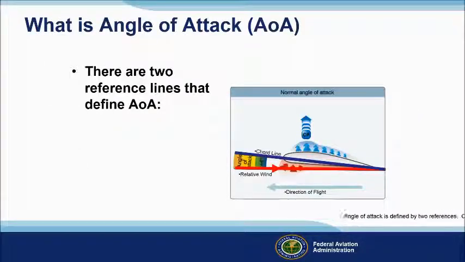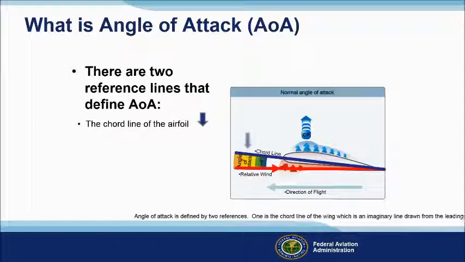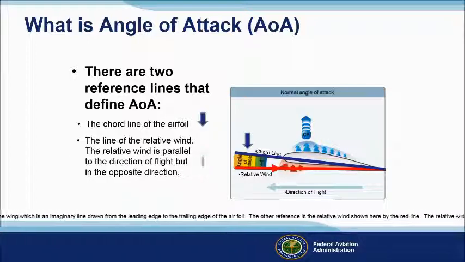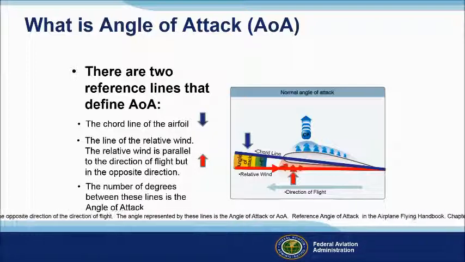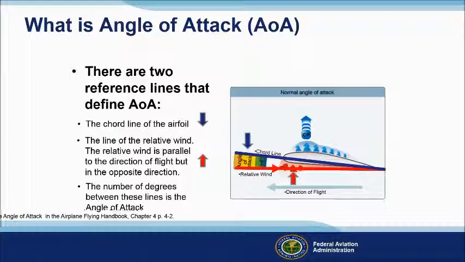Angle of attack is defined by two references. One is the chord line of the wing, which is an imaginary line drawn from the leading edge to the trailing edge of the airfoil. The other reference is the relative wind, shown here by the red line. The relative wind is parallel to and in the opposite direction of the direction of flight. The angle represented by these lines is the angle of attack, or AOA. Reference angle of attack in the Airplane Flying Handbook, Chapter 4, Paragraph 4-2.